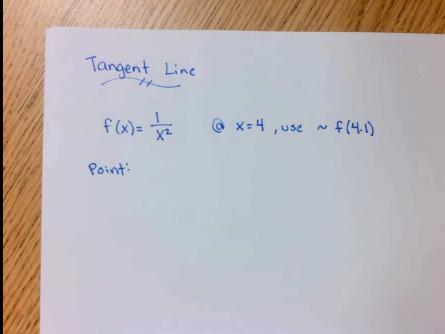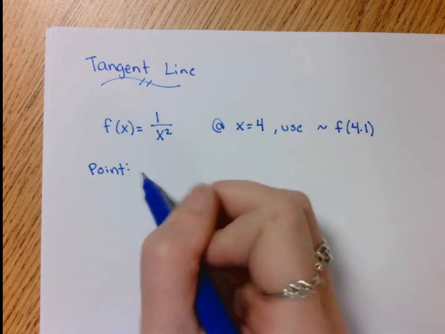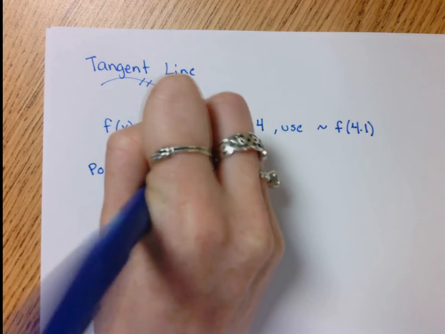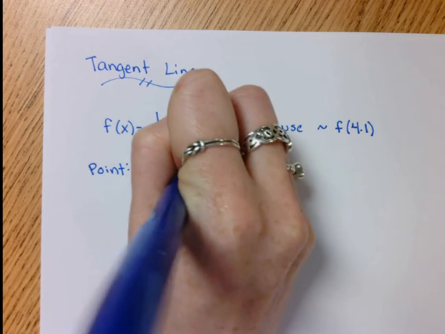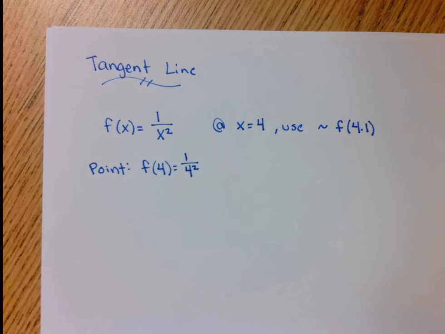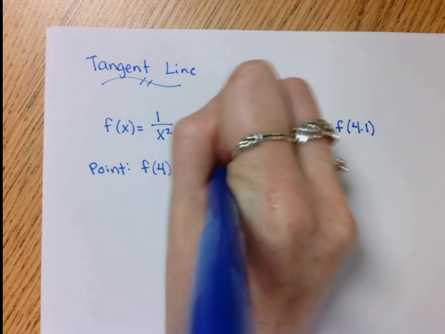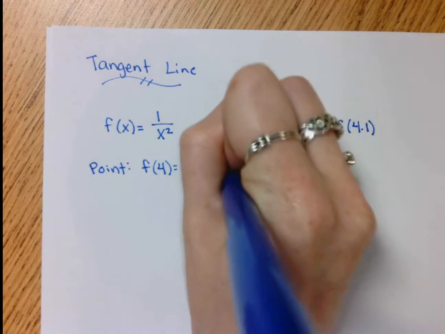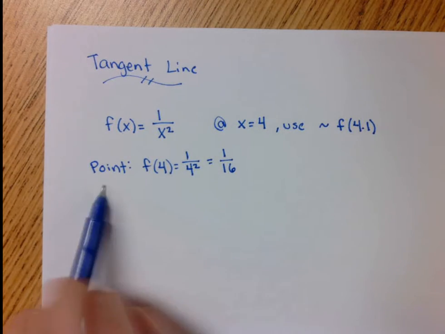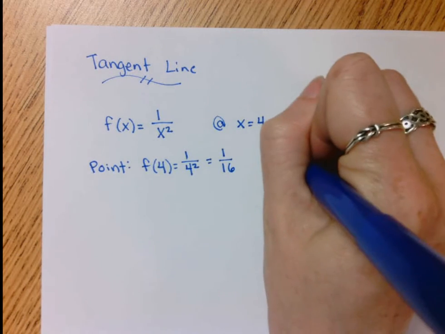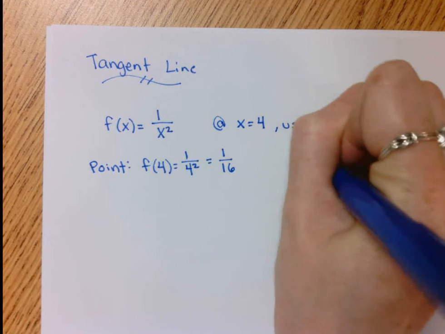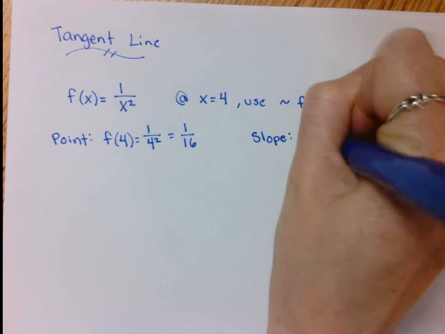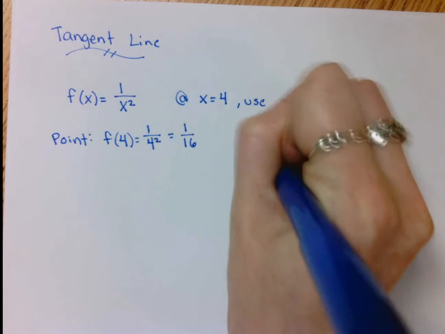To find our point, all we're doing is taking that 4 and plugging it into our equation. So f of 4 is equal to 1 over 4 squared, which gives us 1 over 16. Now that I have a point, I also need my slope. My slope comes from f prime of 4, which means I first need to find f prime of x.